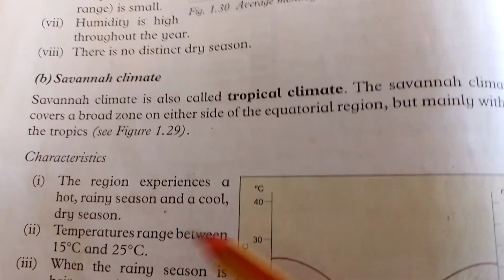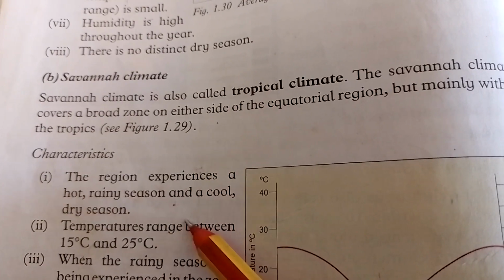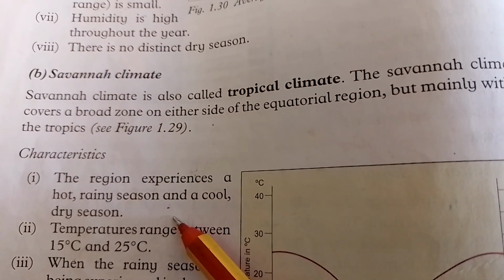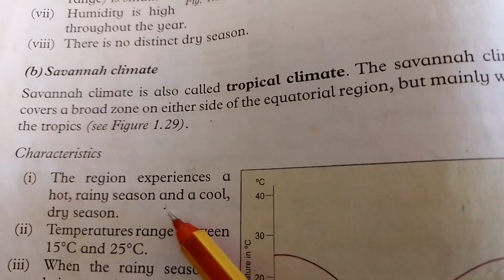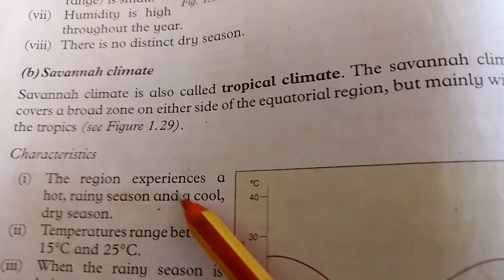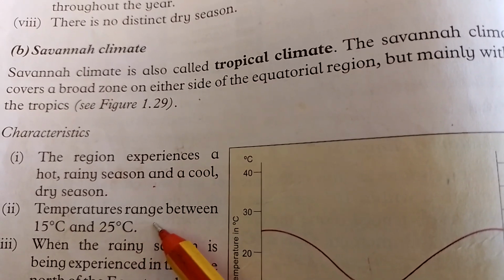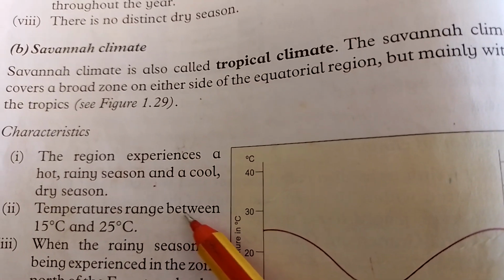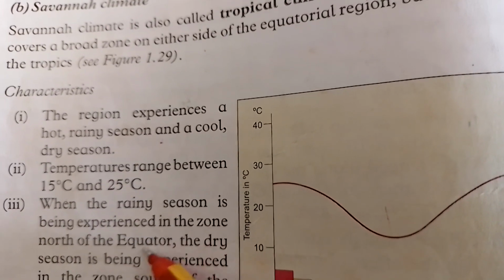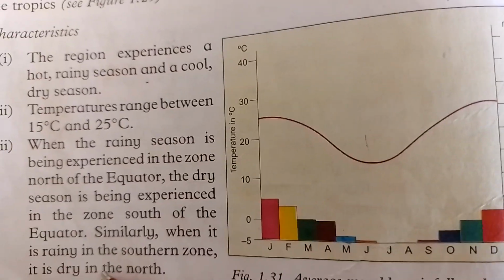Then the rainfall continues. I want us to master this point. The region experiences a hot rain season and a cool dry season. A hot rain season and a cool dry season. This point must be captured well enough because it will be tested in an exam. The temperatures range between 15 and 25 degrees Celsius. The rainy season is experienced in the zone north of the equator, and the dry season in the south, and it is vice versa.